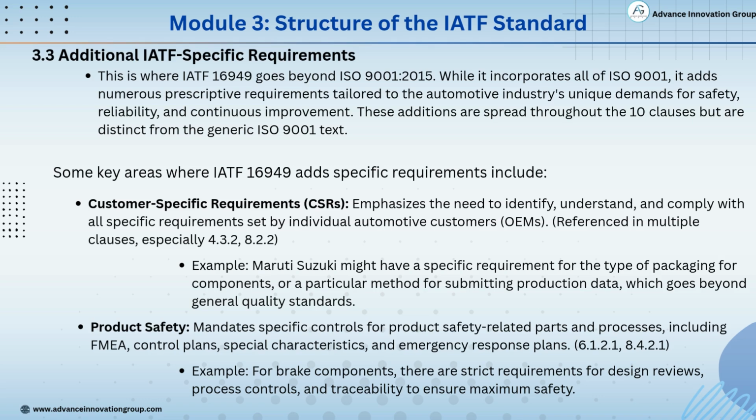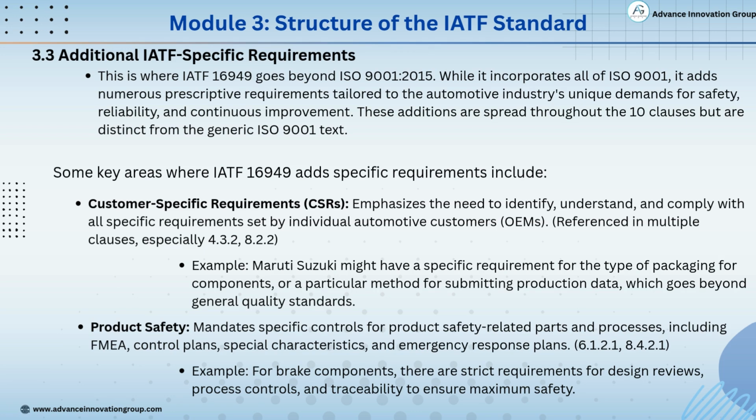Let's look at two major additions. 1. Customer-specific requirements, CSRs. These are unique requirements set by each automotive customer, or OEM, like Maruti Suzuki or Toyota. For example, Maruti Suzuki may require a specific packaging standard for components or a specific format for submitting production reports. These are beyond normal ISO requirements and must be identified, understood, and complied with.